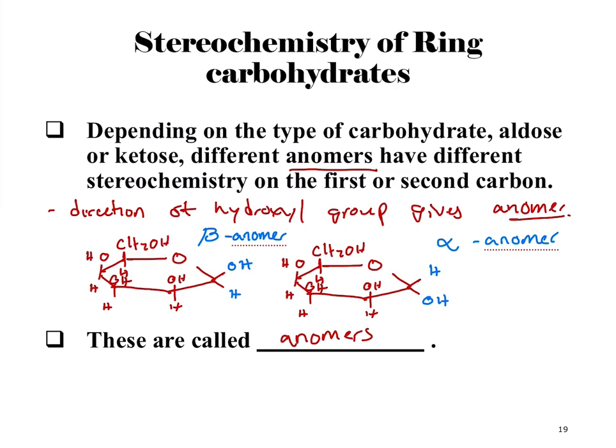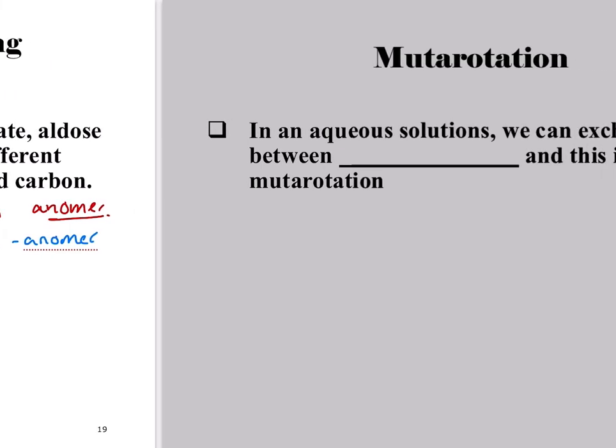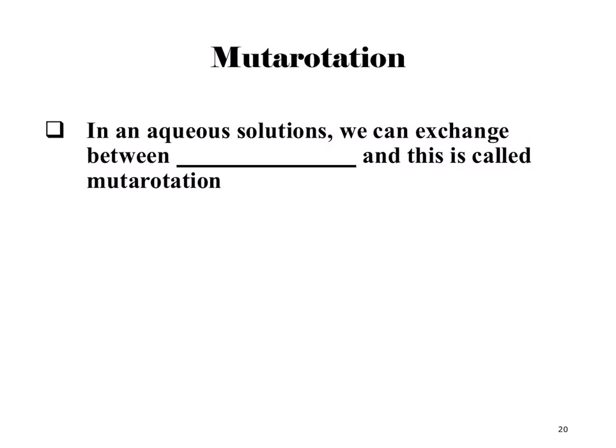And so the last thing I'll mention about anomers, the last thing I'll mention today, is you can get an exchange between these anomers in an aqueous solution. So if you have water around, you can exchange between the alpha and beta anomers. And that is called mutarotation. So you can exchange between anomers in aqueous solutions, so just water solutions.